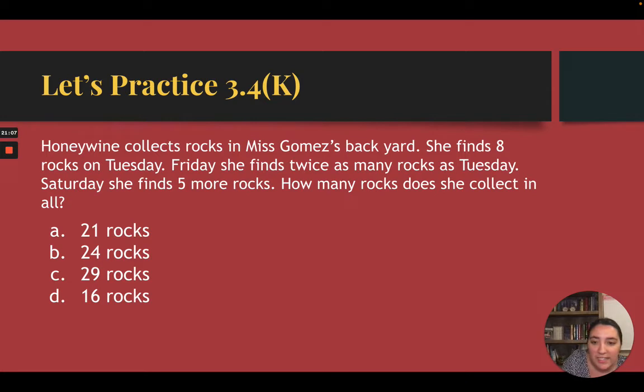So I have Tuesday is 8, Friday is 16, and then last is Saturday, she finds 5 more rocks. So Saturday, 5. So now we need to take all of those values and add them up to find how many rocks she collected in all. So I'm going to have 8 plus 16 plus 5. Let's go ahead and take a moment. I want you to pause the video and solve. All right, now that you're coming back, you should have found that Honeywine collected 29 rocks in Miss Gomez's backyard.